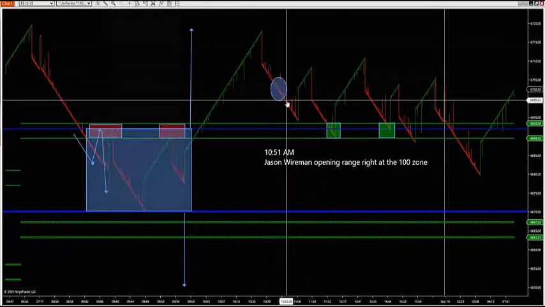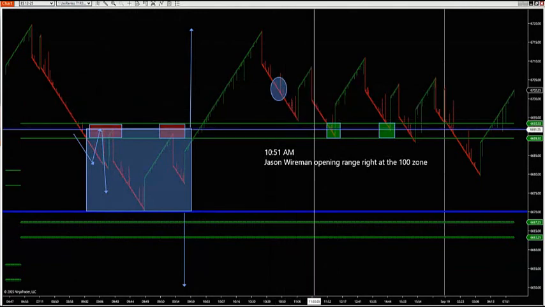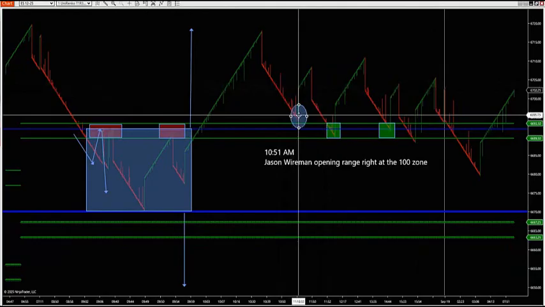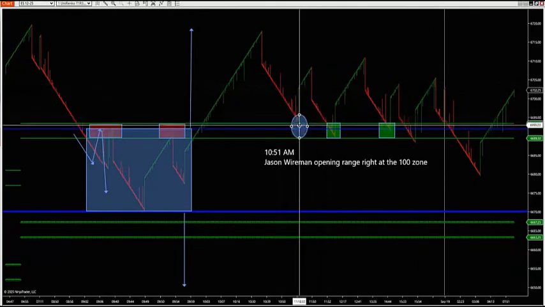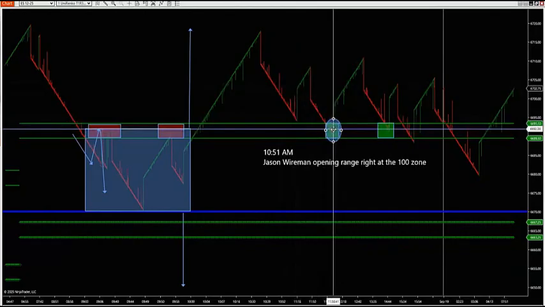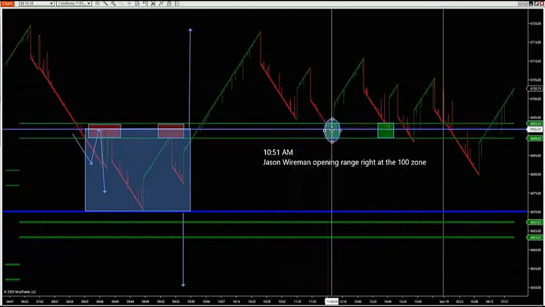I said 10:51 is right at the opening range, because now we're above the opening range, so now we're bullish. We're looking for a pullback to the zone and then looking for a buy. Now some traders took this buy right here. Other traders waited for it to get into the actual zone, because this is really close. This got into the zone at 11:46, 11:56, almost an hour later. Give you plenty of time.